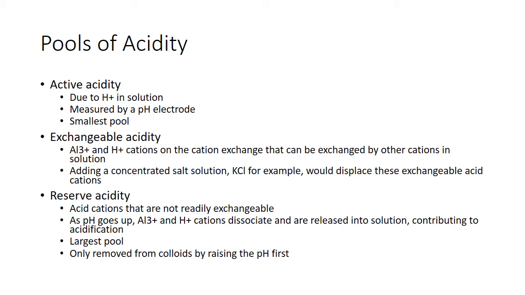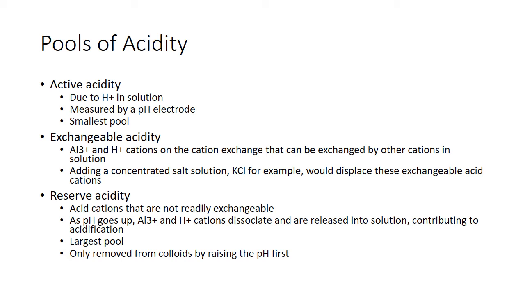These are acid cations that are present in the soil, but they're not readily exchangeable, meaning that they might be trapped between layers of clays, or they're in some position where they can't readily be exchanged with base cations. Generally, as the pH goes up, these aluminum and hydrogen cations that are usually inaccessible will eventually be released into solution, bringing the pH back down. So the reserve acidity adds some buffering capacity to the soil to maintain whatever the status quo pH is.